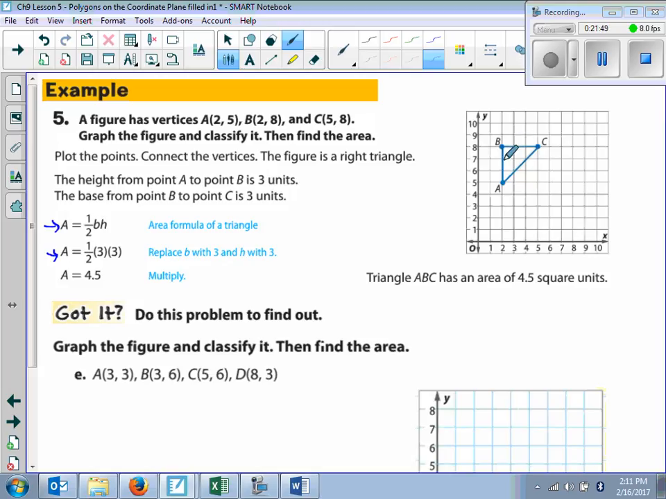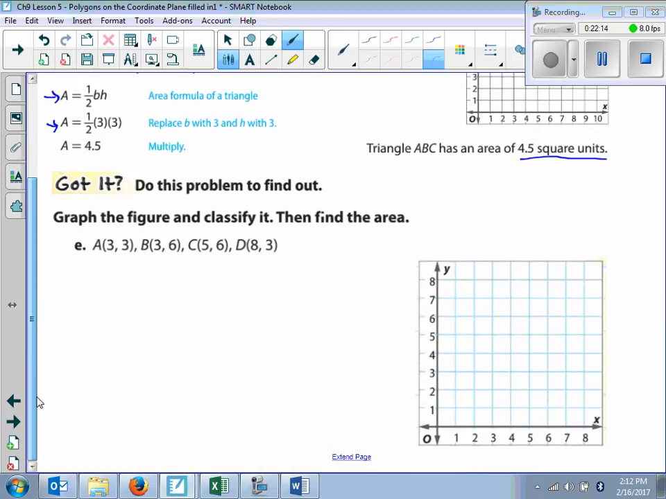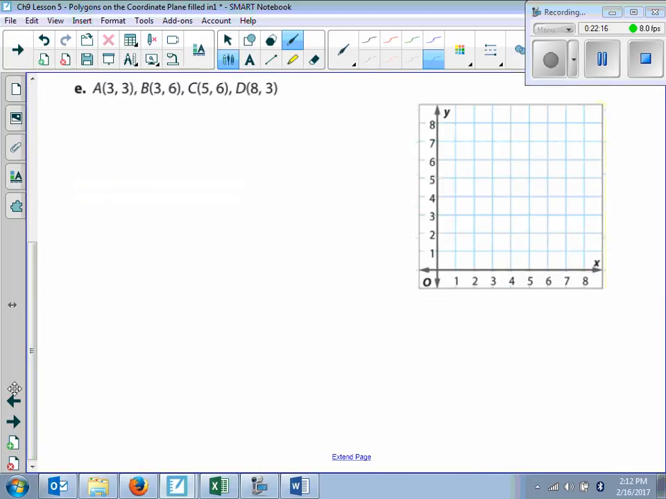So we have 1/2 times the base. Now, it can be either one of these, right? It can be either one because they both drop down to a right angle. So base is 1, 2, 3, and then the height is 1, 2, 3. You got it? So then we simplify to get 4.5, and it's square units because we're talking about area. Simple? All right, so let's do this one together.